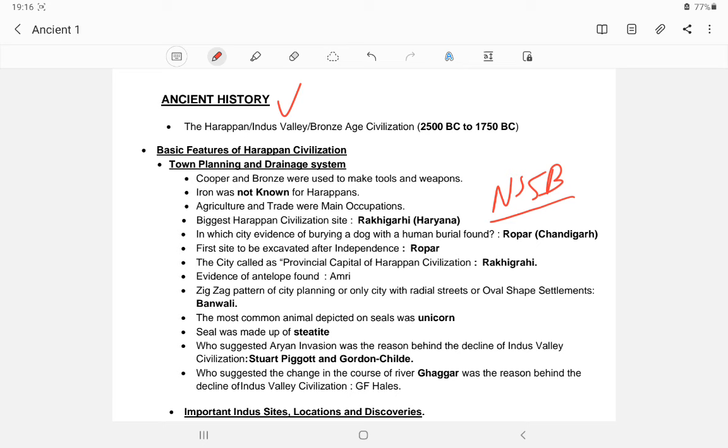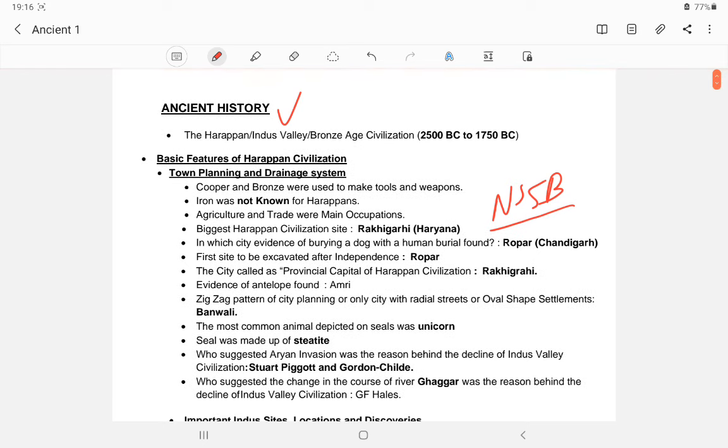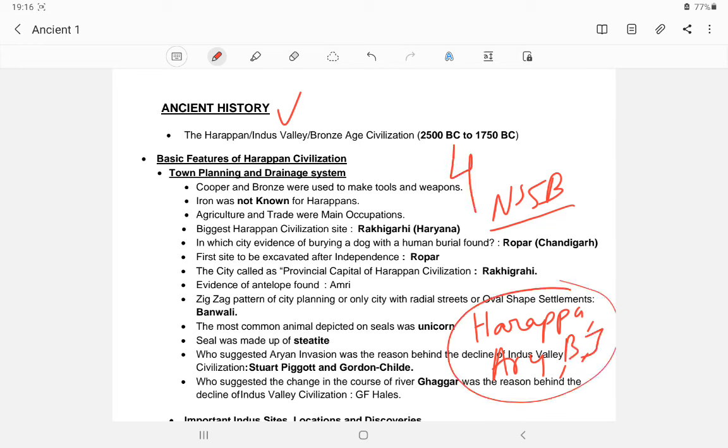We will cover topics like Harappa, Aryans, Buddhism and Jainism. I'll also be doing MCQs, which will be helpful for your exam preparation.